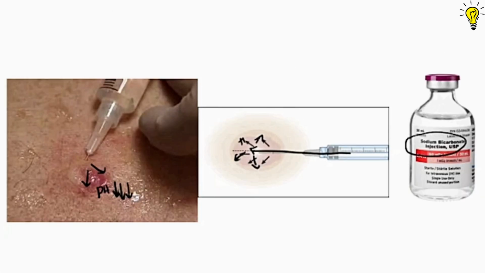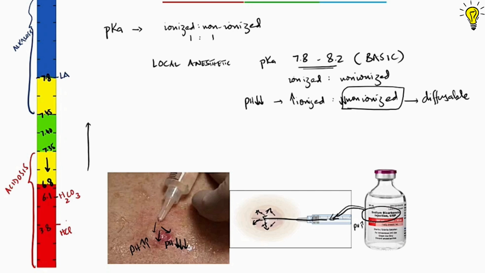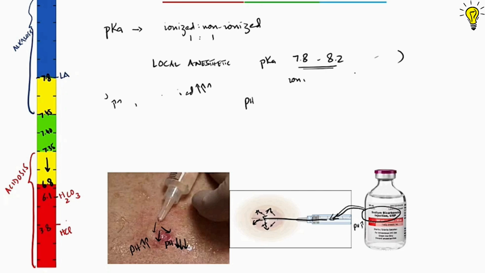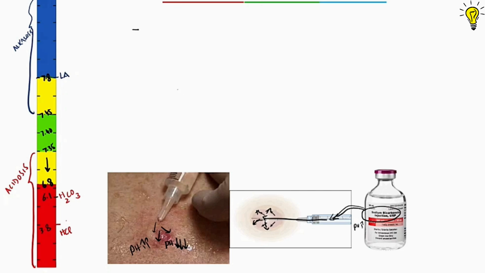So clinicians add soda bicarb to local anesthetics to theoretically increase the pH of the tissue so that the pH gets nearer to the pKa value of the local anesthetic, in an effort to have more unionized form available for better diffusion and better effect of local anesthesia. So now you know the significance of pKa values.